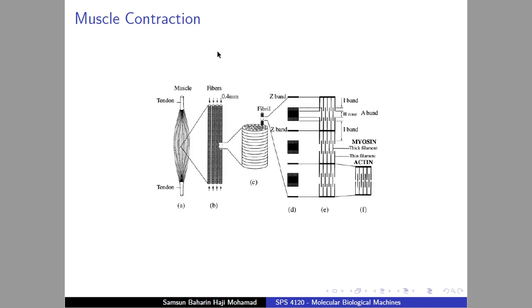Okay, so here again are the components of the muscle. We have the muscle, and in the muscle we have the fiber, and in the fiber we have this Z band and Z band. So we have the myosin here, and we have the actin. Here you can see that by changing the length of this actin, we can make our muscle contract.